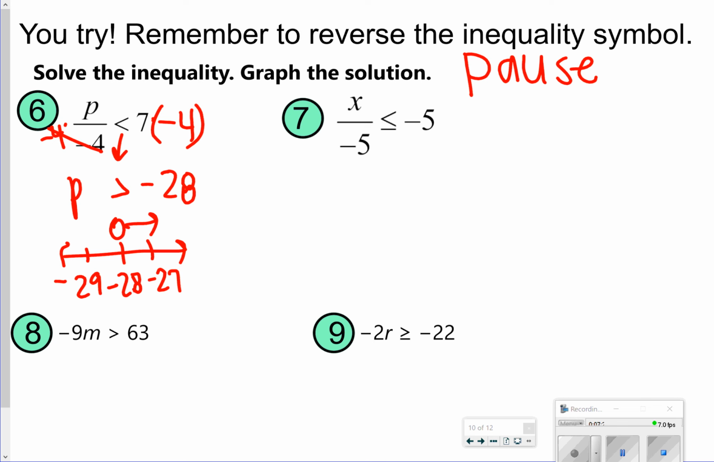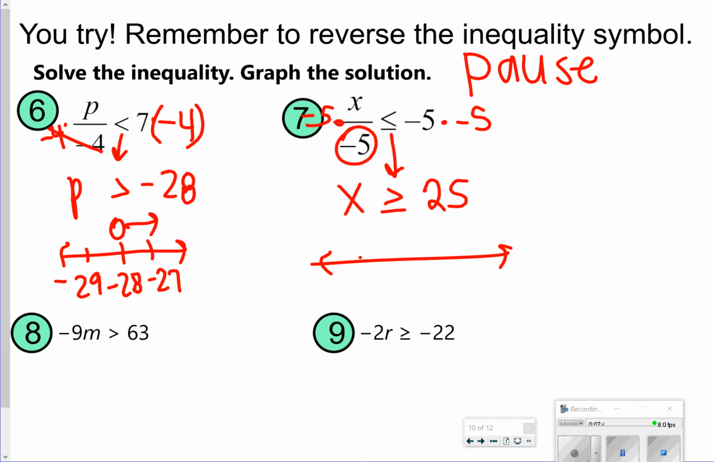For number 7, I multiplied by -5 on both sides. Again, since there is a negative number that I'm multiplying by, I have to switch my inequality symbol to be greater than or equal to. So x is greater than or equal to +25. Got my 24, 25, 26, and that's a closed circle pointing to the right.